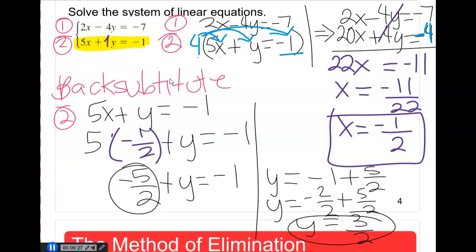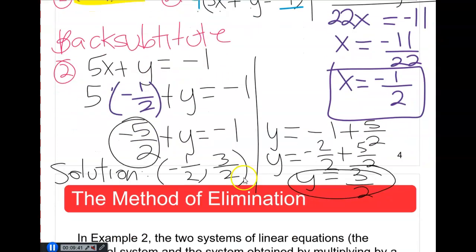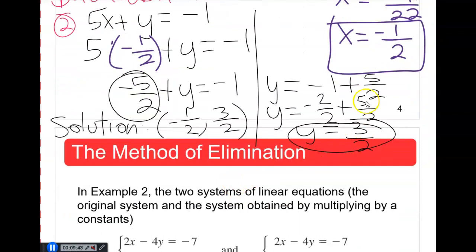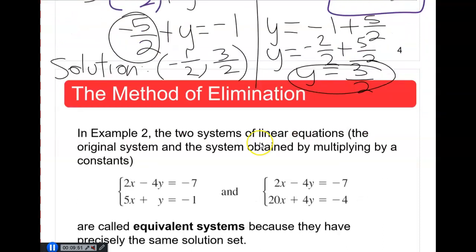So our solution as an ordered pair is going to have the coordinates -1/2 for x and then +3/2 for y. When you're doing your homework, make sure you read how they want you to enter the answer. They might want you to enter the equation like y equals and then the number, or they might just want the number. So make sure you pay attention to that.